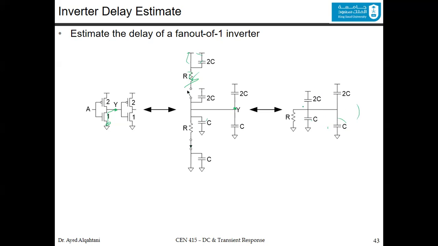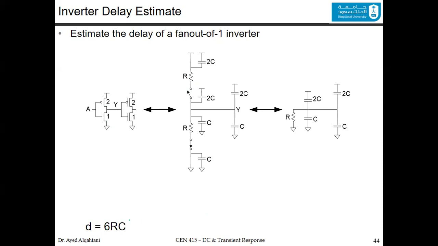And you can add them up together, which is basically 2C, 2C, C, and C. The total is 6C. And from that, we can get the delay. The delay would be the resistance R times the amount of capacitance that you add together, which is 6C. So the delay D is equal to 6RC.